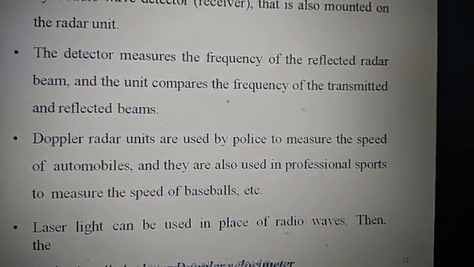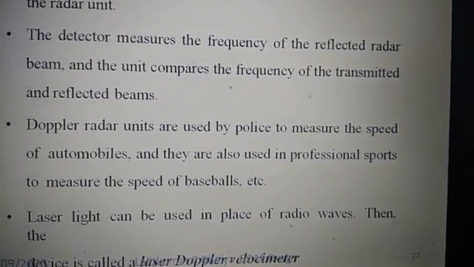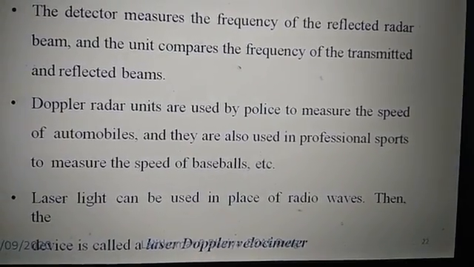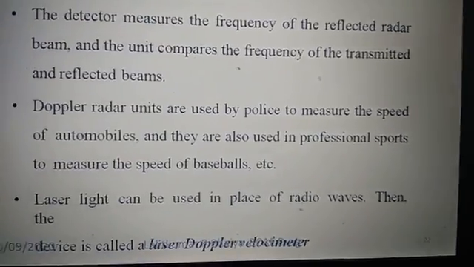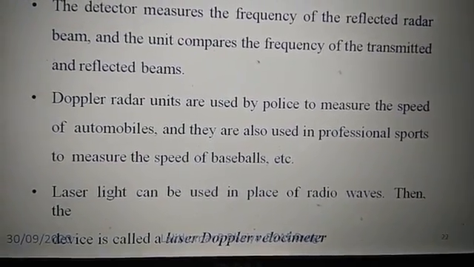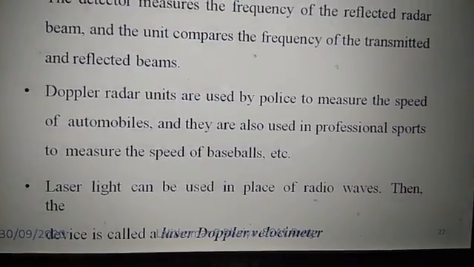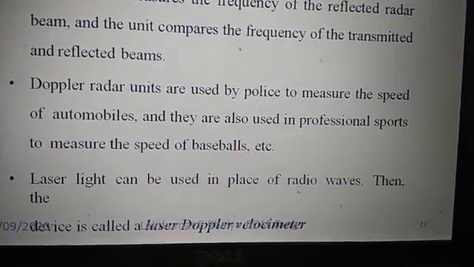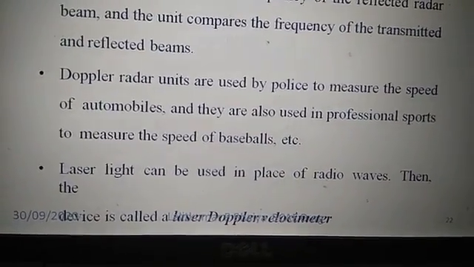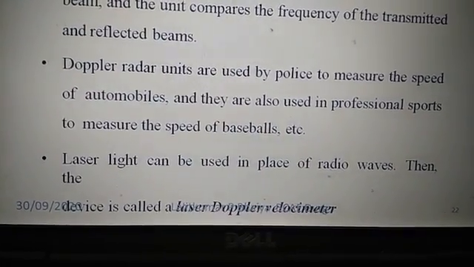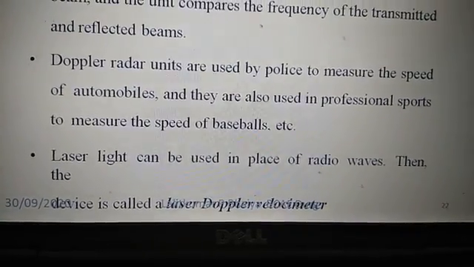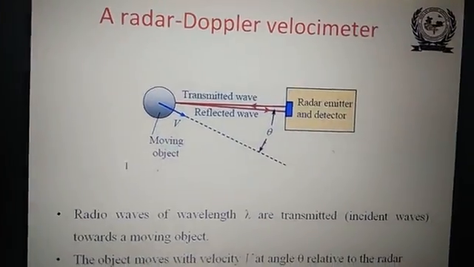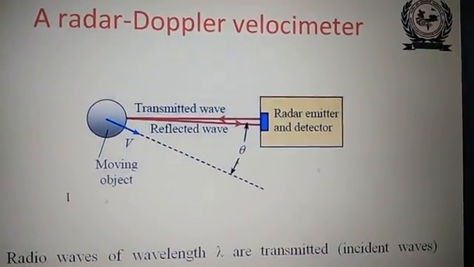Doppler radar units are used by police to measure the speed of automobiles, and they are also used in professional sports to measure the speed of baseballs, etc. These are the applications. Laser light can be used in place of the radio waves. Then the device is called a laser Doppler velocity meter. With this diagram you can easily understand.